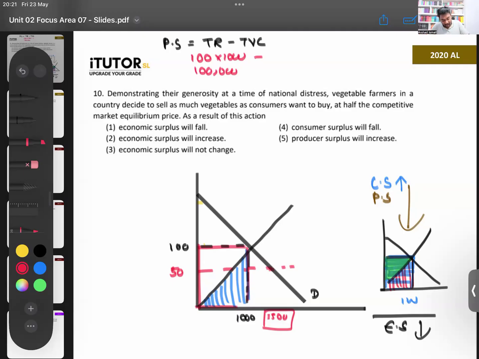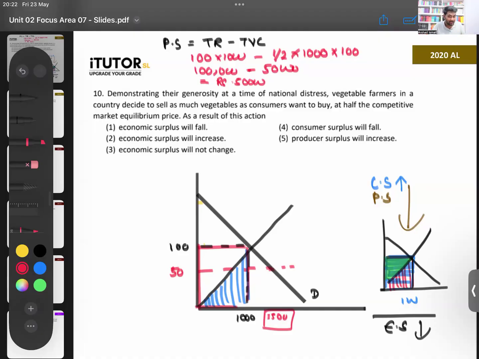So that is half into base, which is 1000, height is 100. How much do we get? Half into base into height. How much do you all get over there? You get 50,000, right? Then what is the producer surplus before all of this? Before this generosity, all of it. Total revenue is 100,000. Variable cost is 50,000. Producer surplus is 50,000. Okay. Now we'll compare the producer surplus after.